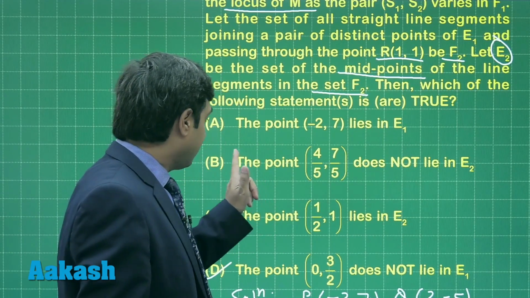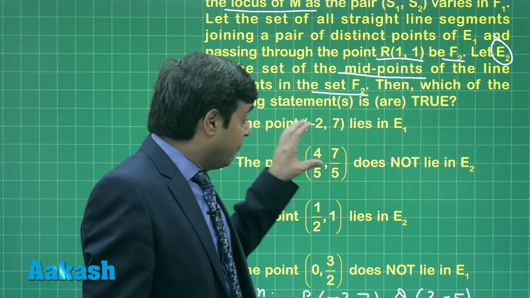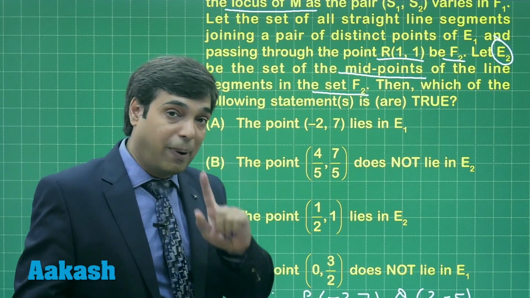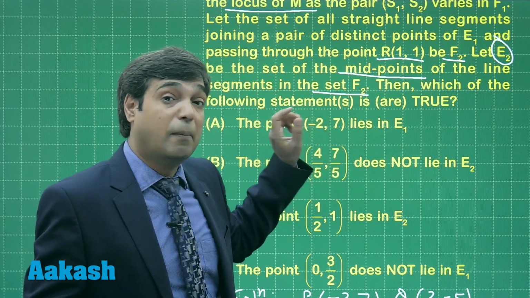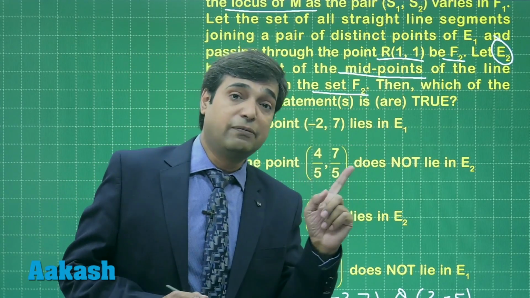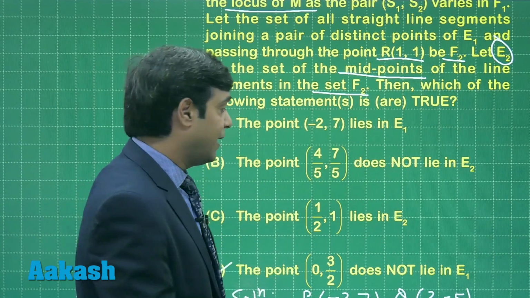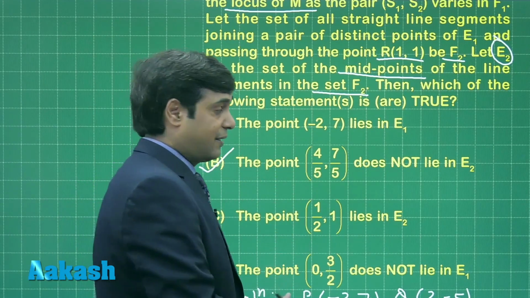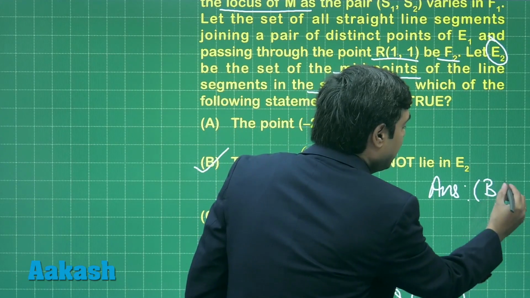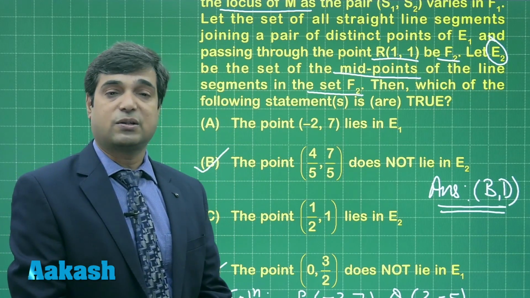Option B is also an interesting one. The point (4/5, 7/5) does not lie in E2. When we put this point in the locus obtained for E2, it is satisfying, but this point comes as the midpoint when (-2, 7) is taken as one of the points for E1. (-2, 7) is not in E1, so clearly it will also not lie in E2. So, this is also correct. Hence, the correct answer for this question comes out as options B and D. So, this is clear. Okay, now moving to the next question, that is question number 3.